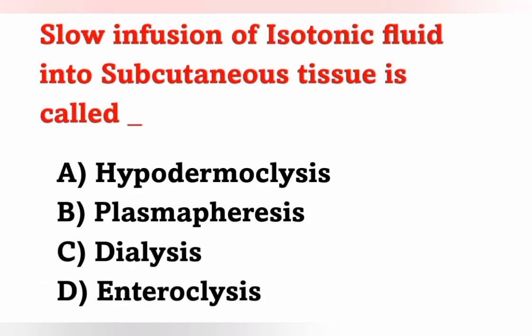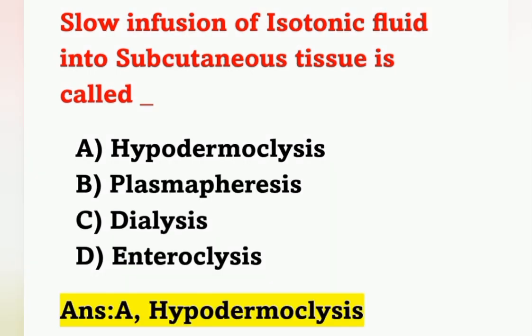Slow infusion of isotonic solution into subcutaneous tissue is called: option A hypodermoclysis, option B plasmapheresis, option C dialysis, option D enteroclysis. Slow infusion of isotonic fluid into subcutaneous tissue is known as hypodermoclysis. Option A is the correct answer.